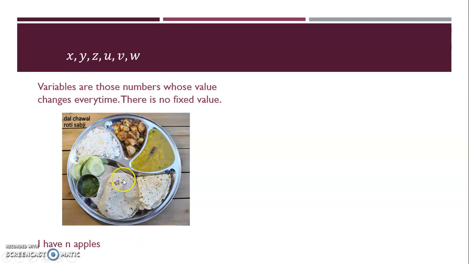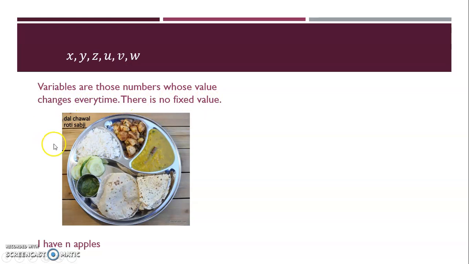The number of thalis sold on any day varies from day to day. On Monday he might have sold 5 thalis, Tuesday he might have sold 10 thalis, or Wednesday he might not have sold any, so the number of thalis sold could be 0. So we represent such quantities by variables. Vary का मतलब है change होना. So variables are those numbers whose value changes every time. There is no fixed value.